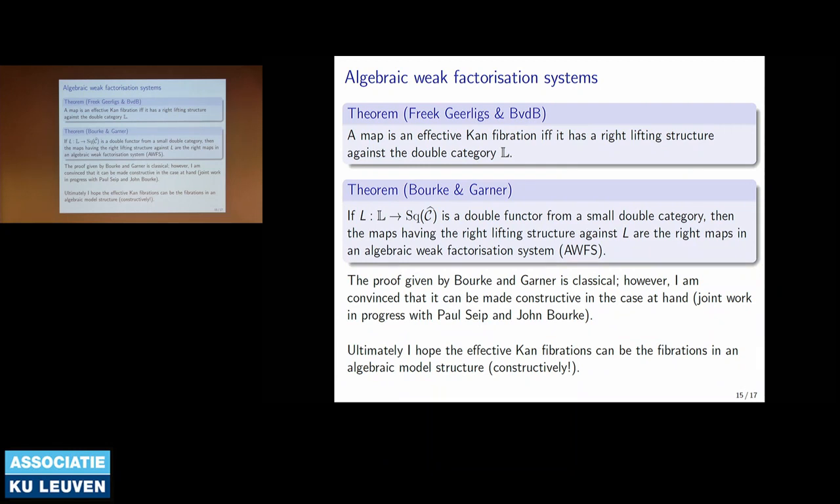I'm working on a proof together also with Paul Seip and John Berg, showing that these effective confibrations are the right class in an algebraic weak factorization system. We have a classical proof of this, but the challenge would be to make this constructive. I'm fairly confident that that can be done. Eventually, the hope would be that we can actually get an algebraic model structure out of this.